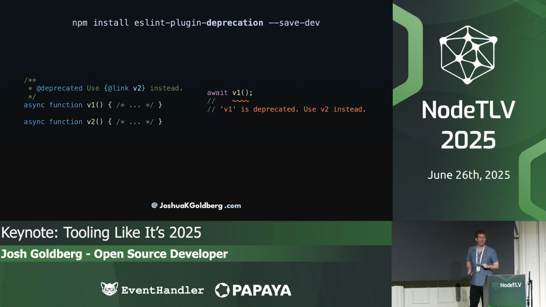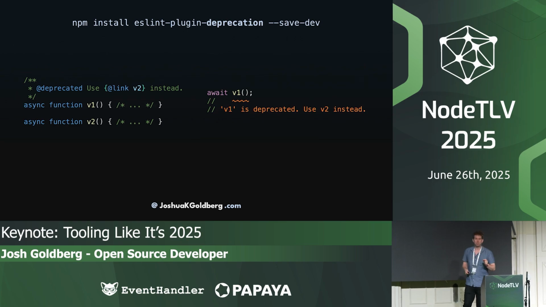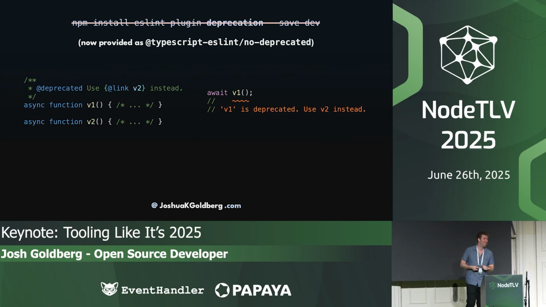ESLint plugin deprecation adds a rule that lets you know if you use something that's marked with the community JSDoc @deprecated. This plugin is deprecated, and we actually built the rule into TypeScript ESLint. I love it so much. Thank you to the previous plugin authors.